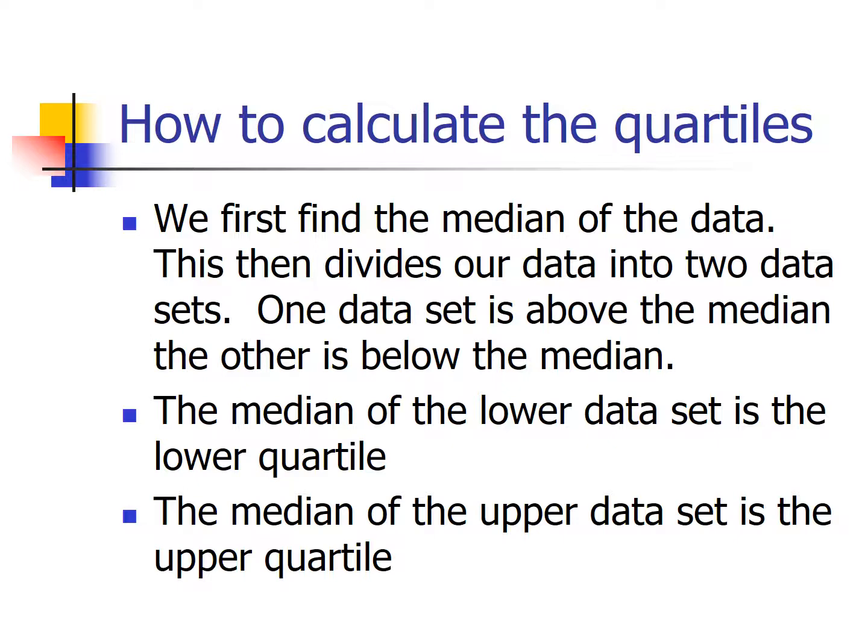Right, the lower dataset is the lower 50% of our data. The upper dataset is the upper 50%. If we now find the median of the lower dataset, it turns out that will be the lower quartile. Does that make sense? Well, remember, that lower dataset is ranging from the 0th percentile to the 50th percentile. And what's between 0 and 50? 25%, right? So the median of that lower dataset is the 25th percentile.